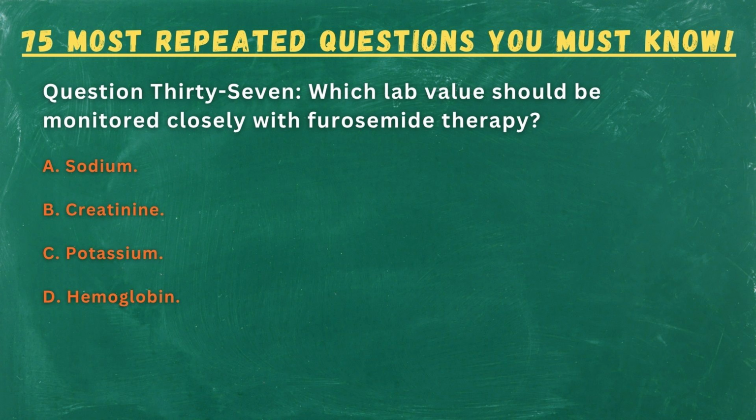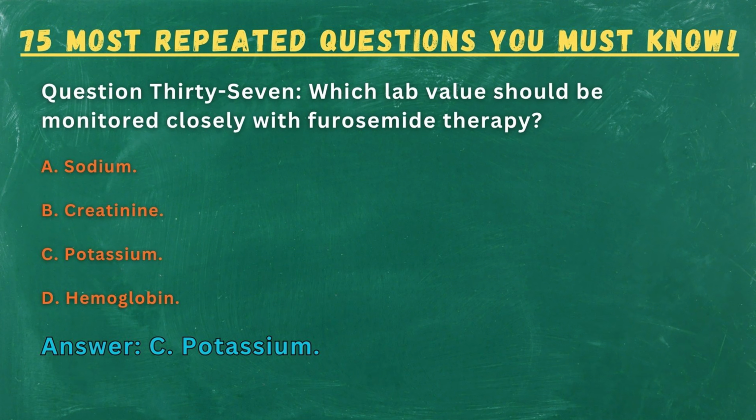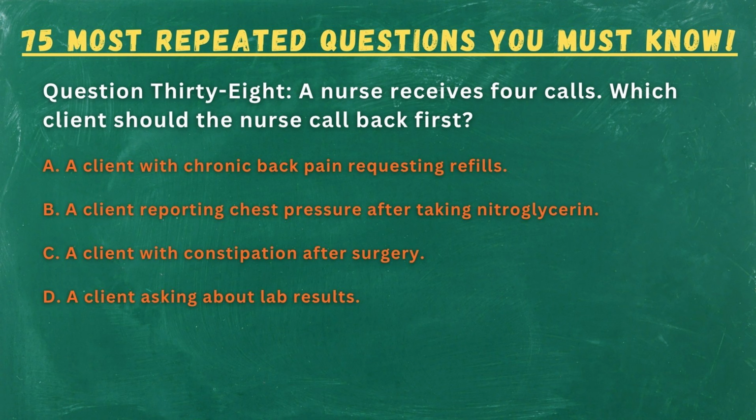Question 37. Which lab value should be monitored closely with furosemide therapy? A. Sodium. B. Creatinine. C. Potassium. D. Hemoglobin. Answer: C. Potassium.